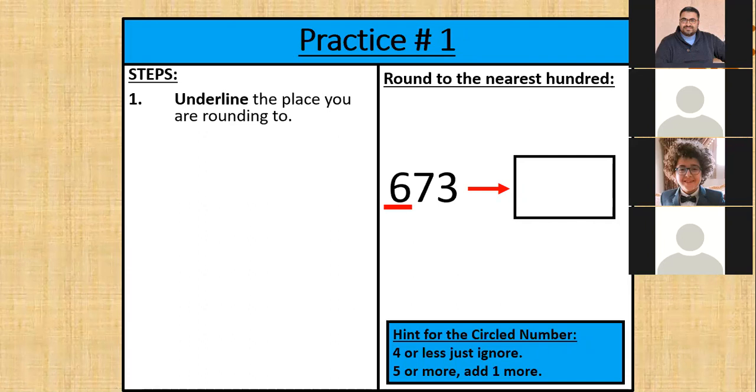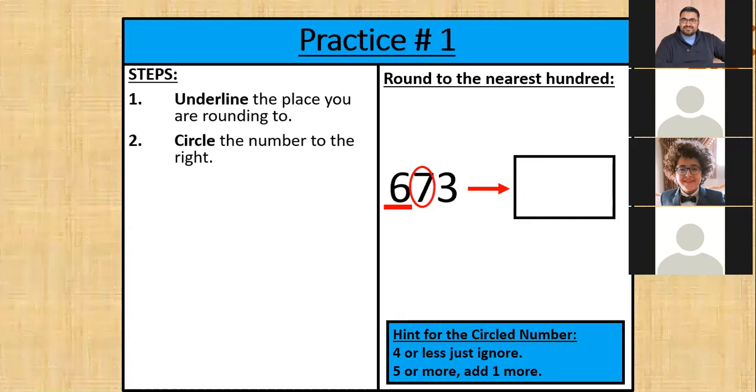Step 2, we will make a circle around the number to the right. Here, 7. This will be step number 2. Step number 3, we will stop to check if 7 is rich or poor.